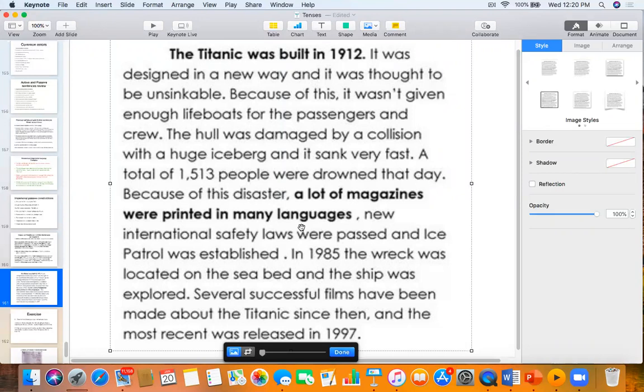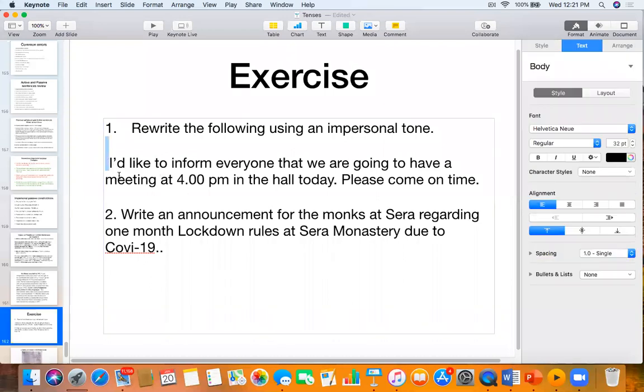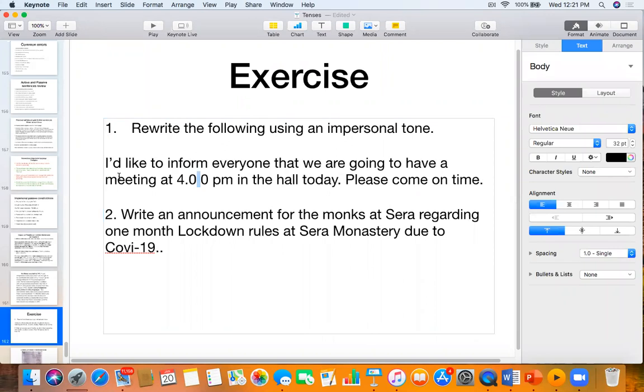So that's just an example. Now the exercise: let's see if you can do this. Rewrite the following using an impersonal tone. This is an announcement. If you look at this announcement, what sentence is this? Is this written in active, or do you think it's written in passive? Active, yes.